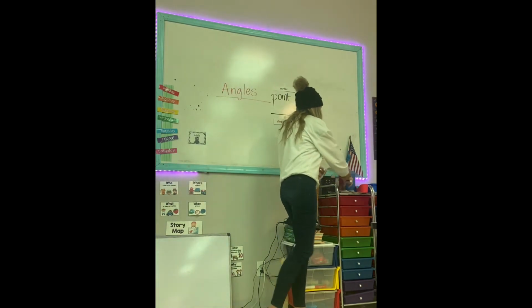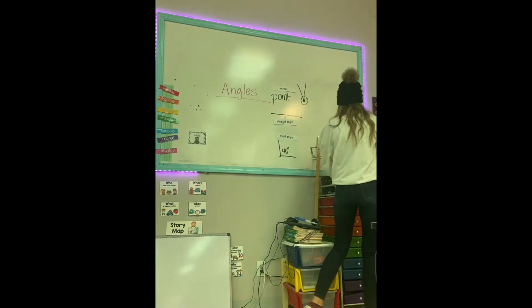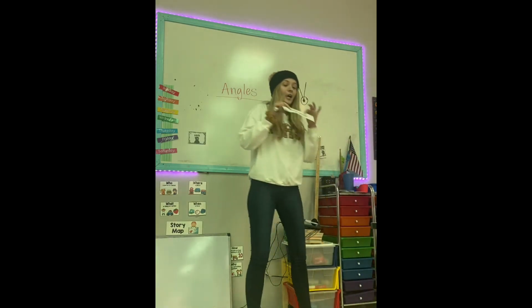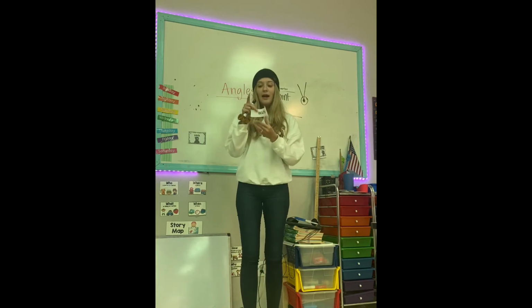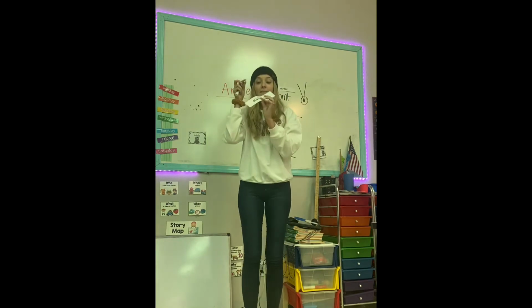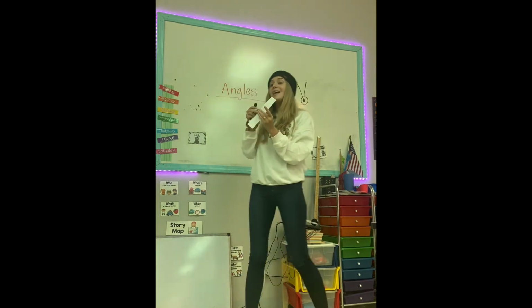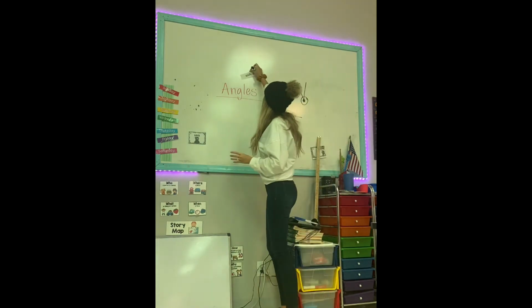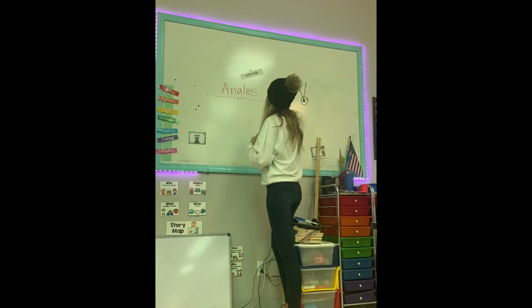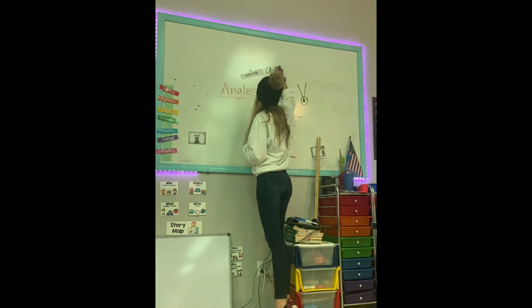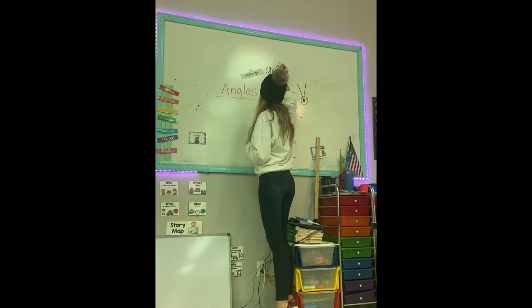Okay, what about something that is smaller than a right angle, less than 90 degrees? That's going to be called an acute angle. That's how I remember it: a cute little angle. It's so cute and little. That means it's smaller than 90 degrees. So it's less than 90 degrees.